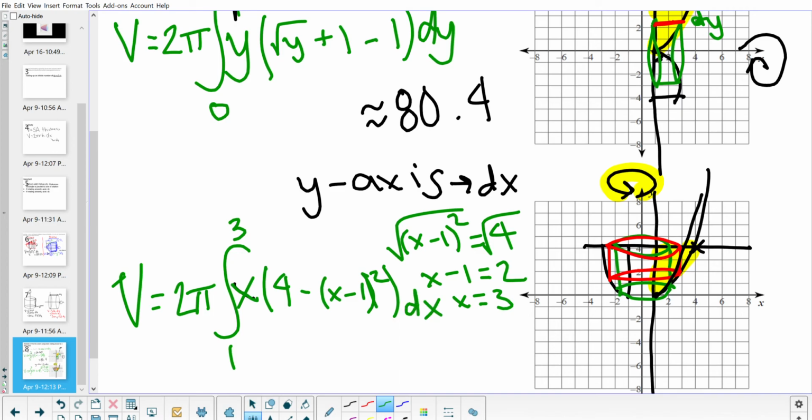Now, you should not get the same answer here. I don't have my answer written down, but this is a totally different three-dimensional shape. You should not get the same answer here as you did above because they're not the same geometric region. But I'm just showing you how, if you take the same bounded area and reflect it around different axes, what it looks like and what the setup looks like.